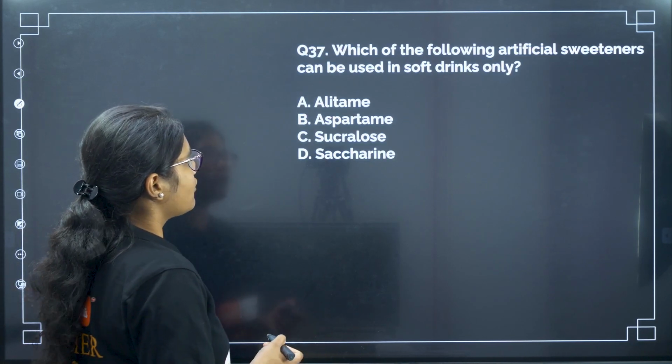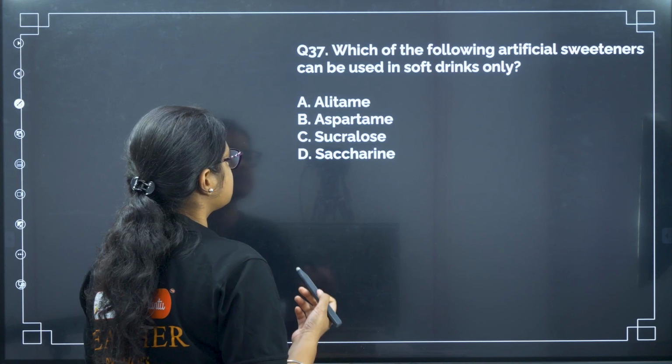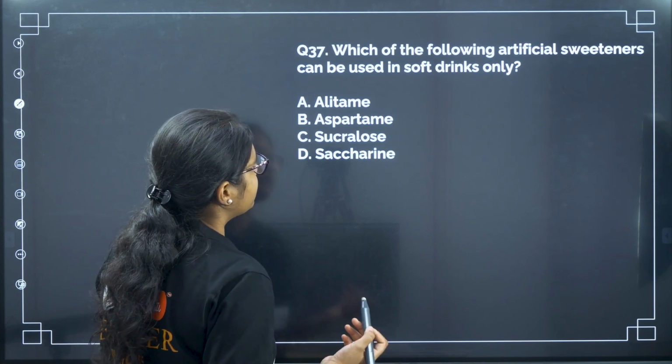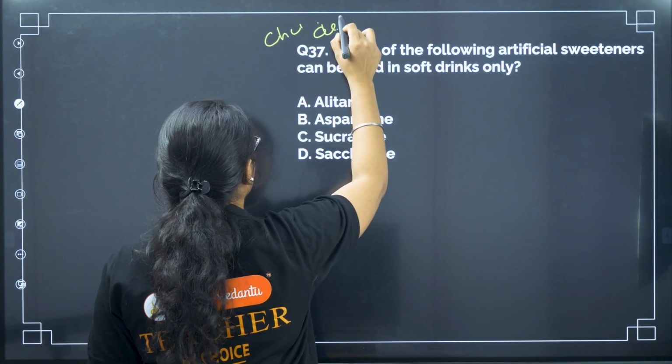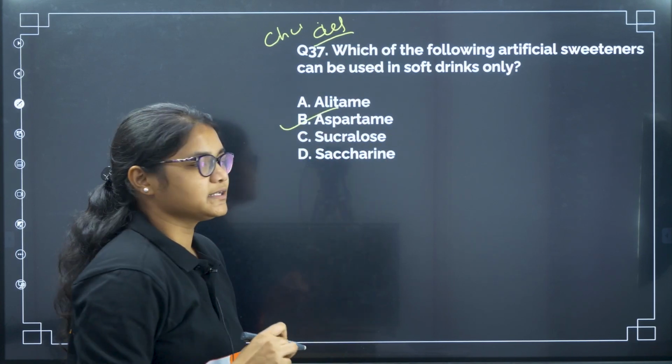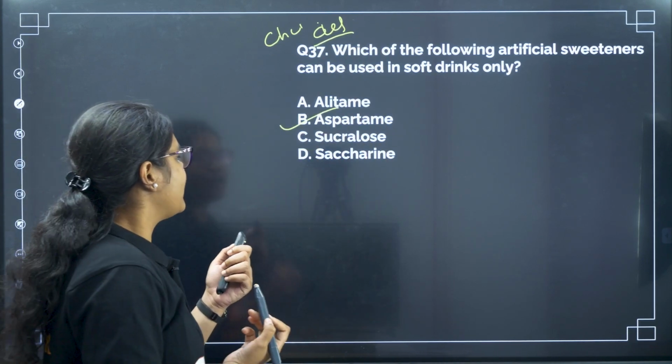Next, which of the following artificial sweeteners can be used in soft drinks only? So this question is also from chemistry in everyday life, that is your deleted portion. The correct answer for this question is option number B, that is aspartame.